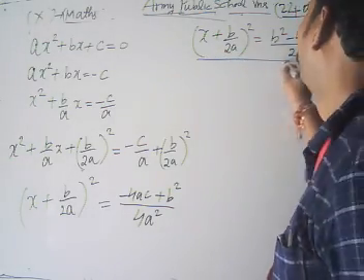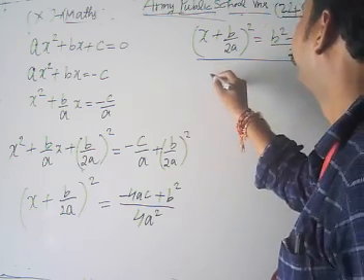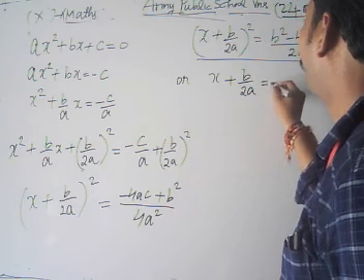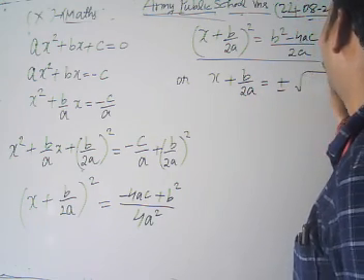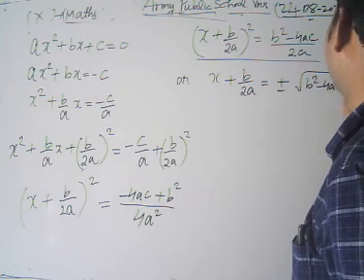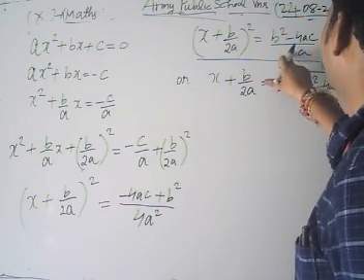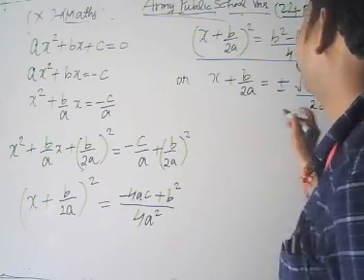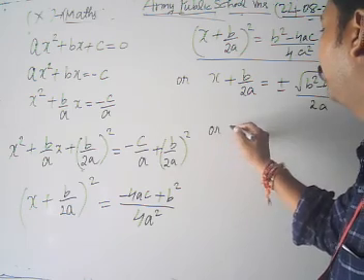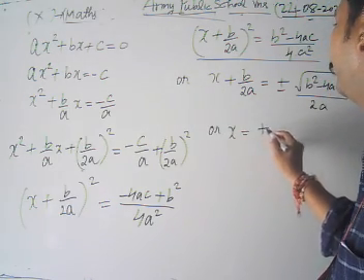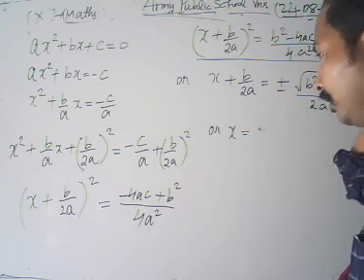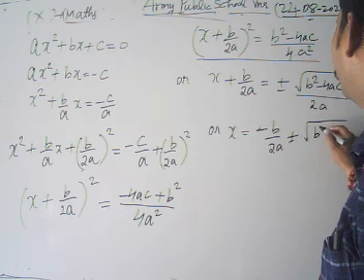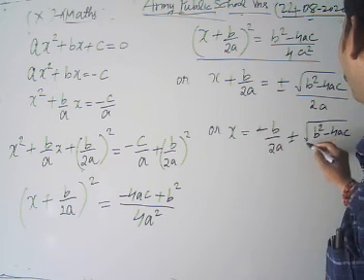Now we are going to take the square root of both sides. Then what do we have? Here we have plus minus under root b square minus 4ac over under root 4a square. After taking the square root, it's 2a. Now overall, what do we have? x is equal to minus b upon 2a plus minus under root b square minus 4ac upon 2a.